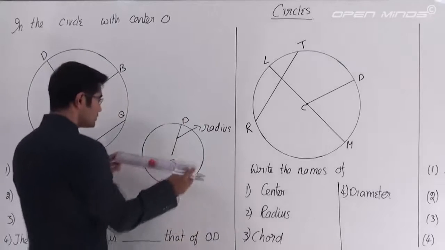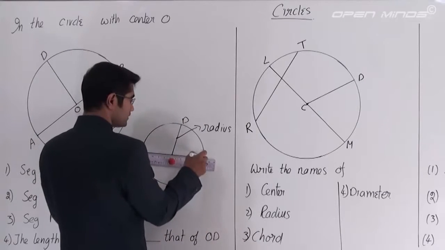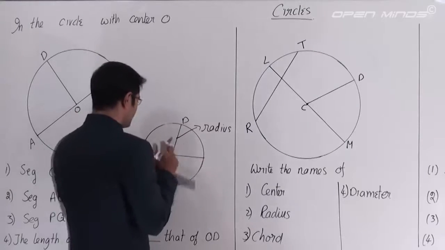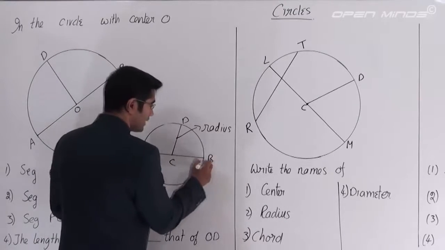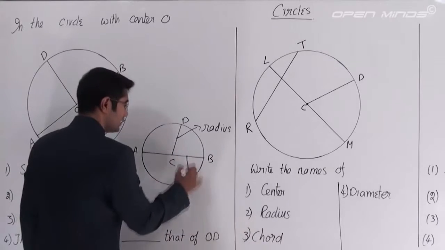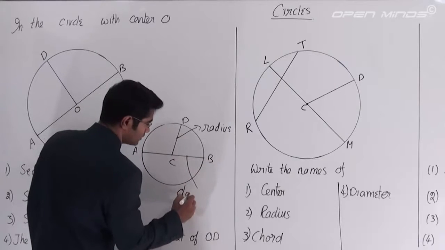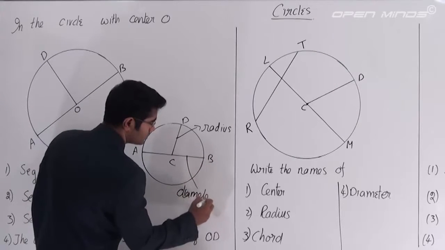Let's talk about another line. That line passes through the center but cuts the circumference at 2 points. Let's say that one point, and that one point. Let me name this AB. AB is called the diameter. Basically, a line which passes through the center and cuts the circumference at 2 points is a diameter. Very simple.